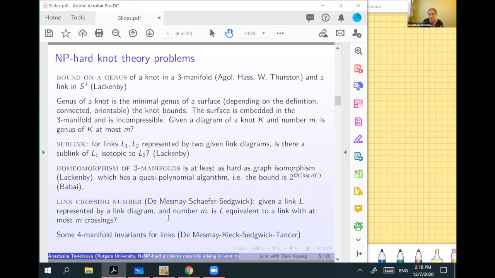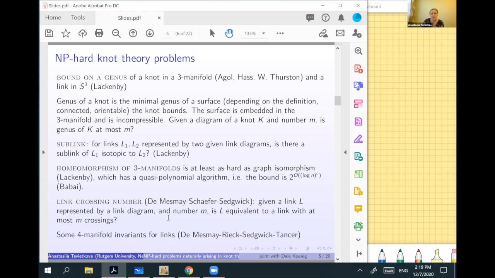So it would be wonderful to actually prove that it's NP-hard, but no one was able so far. And it looks like it might be. And then a very recent result, where I've seen the preprint just, I think, this year, is link crossing number, another very natural problem, by Dennis May, Schaffer, and Sedgwick.